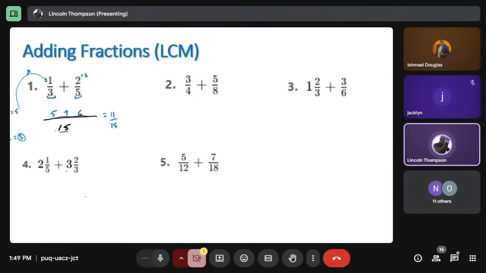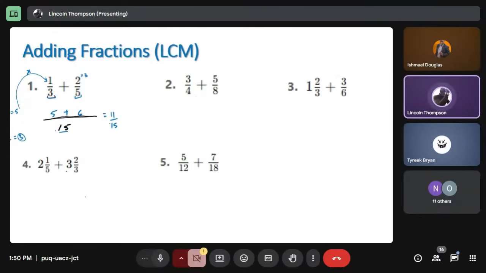Anybody found the LCM? Yes, sir. 8. All right, that's good. Now I'm gonna give you a couple more seconds to finish up. Let's go, guys. The guys are doing extremely well. I'm very proud of you guys. Let's go. All right, anybody finish with the answer?